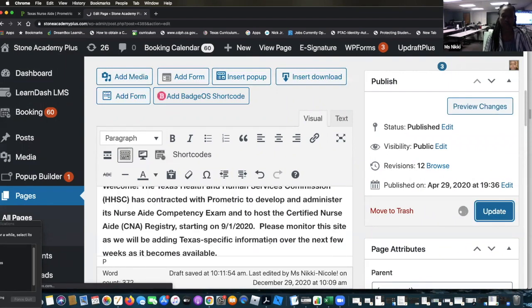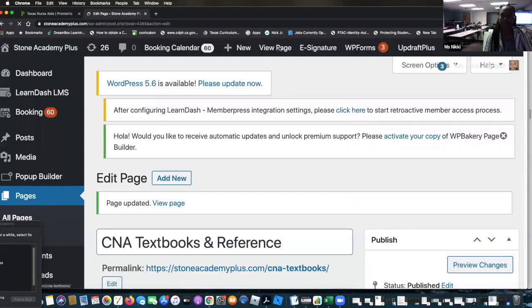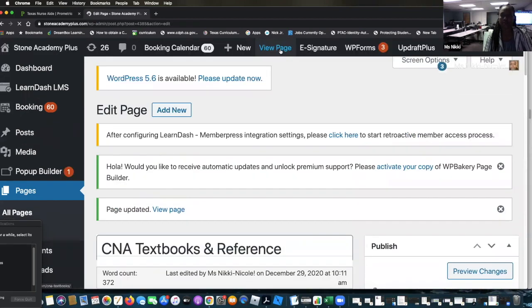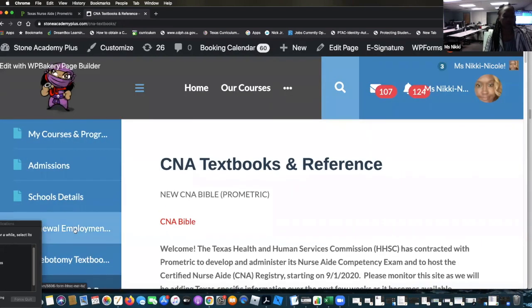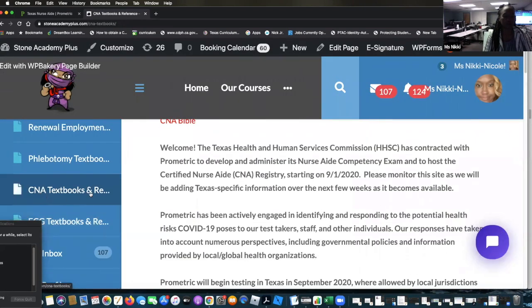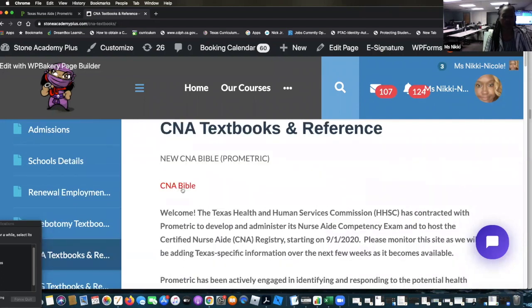And of course, it looks different for you. Let me see if I can view the page so you can see what it looks like now. Okay, so I went to CNA textbooks. Here's your skills Bible, so let's click on it.